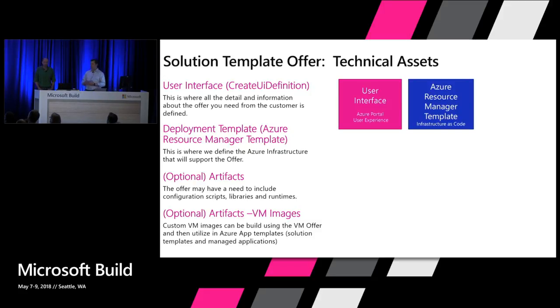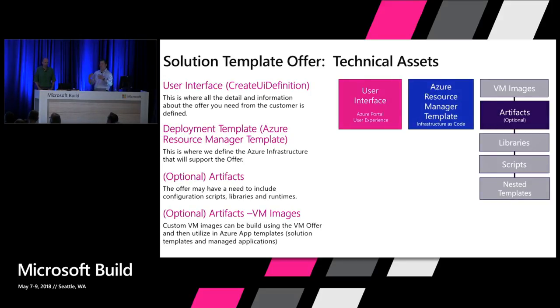The next thing is the template. As I said, this is where we deploy the infrastructure. Very straightforward. And the last part is the assets that you're going to need for your application. Some applications may need libraries. They may need some configuration screens to deploy everything. You may need custom images, right? We have tons of partners that have their own custom images, so they cannot really use the stock images that we provide as part of Azure.